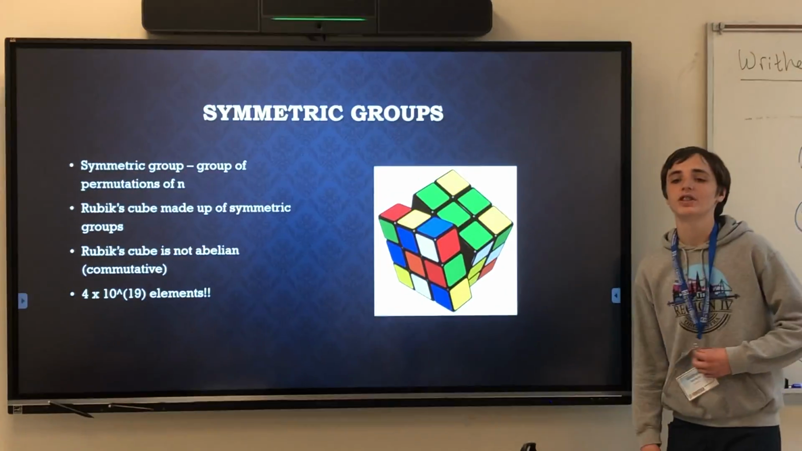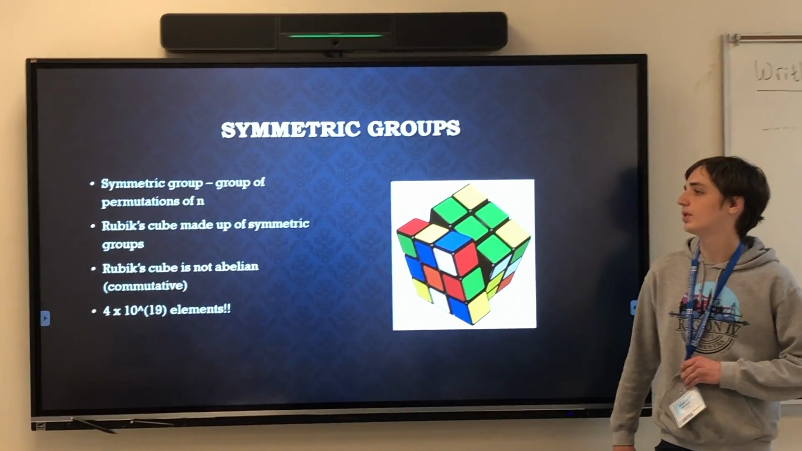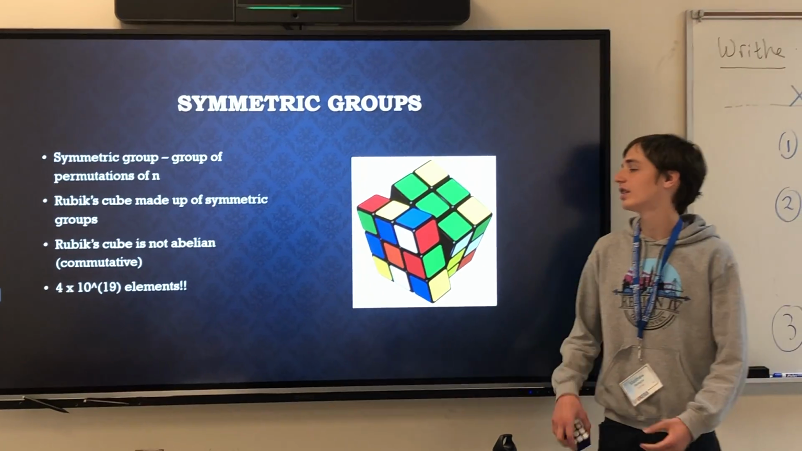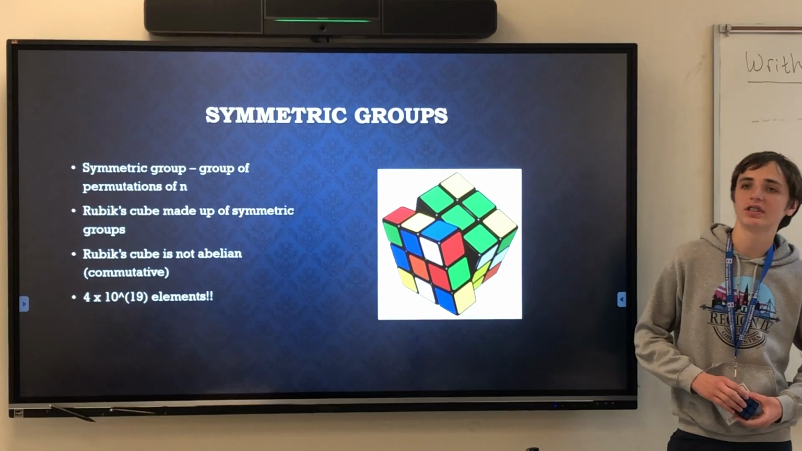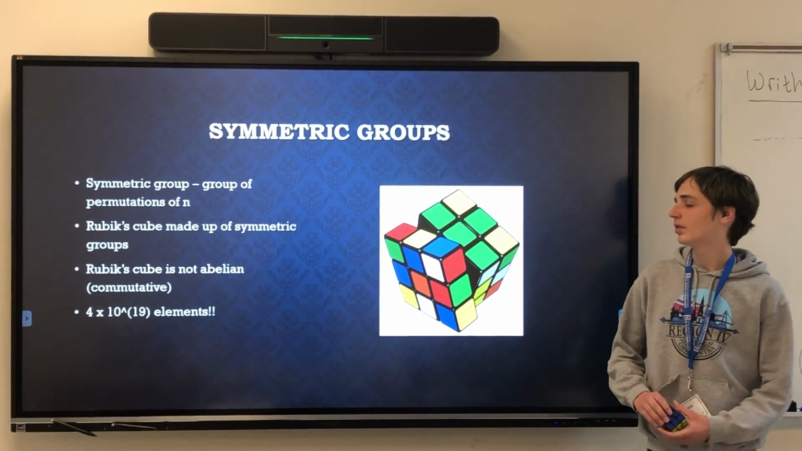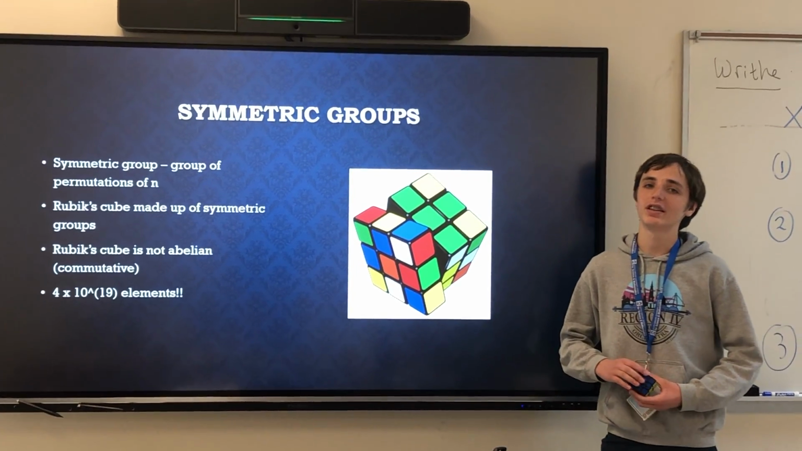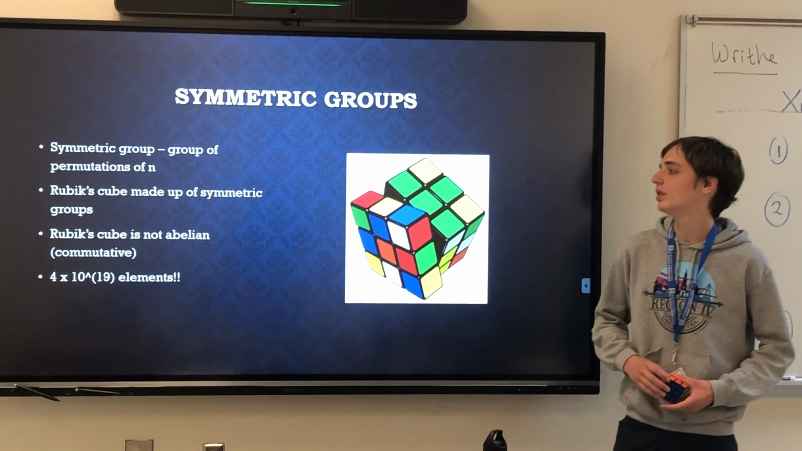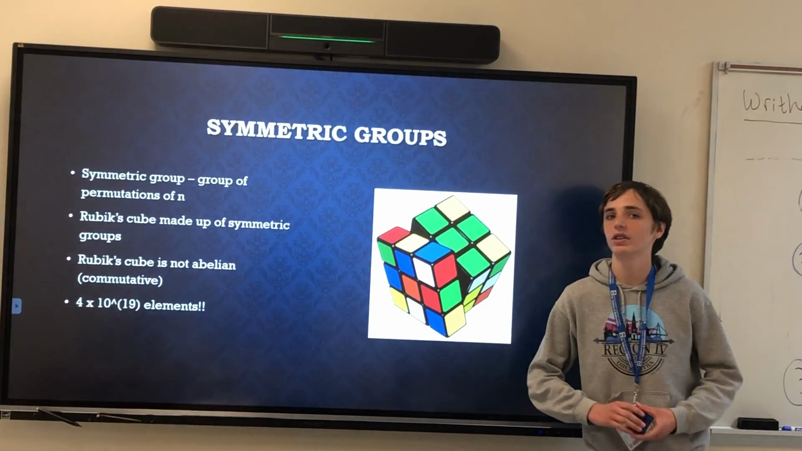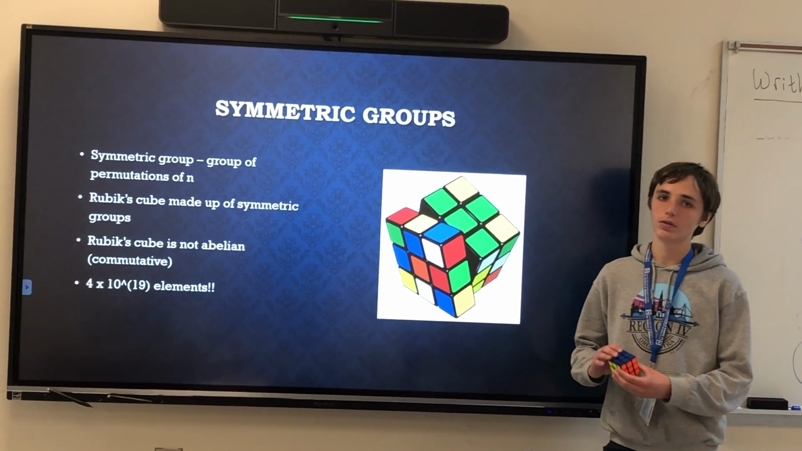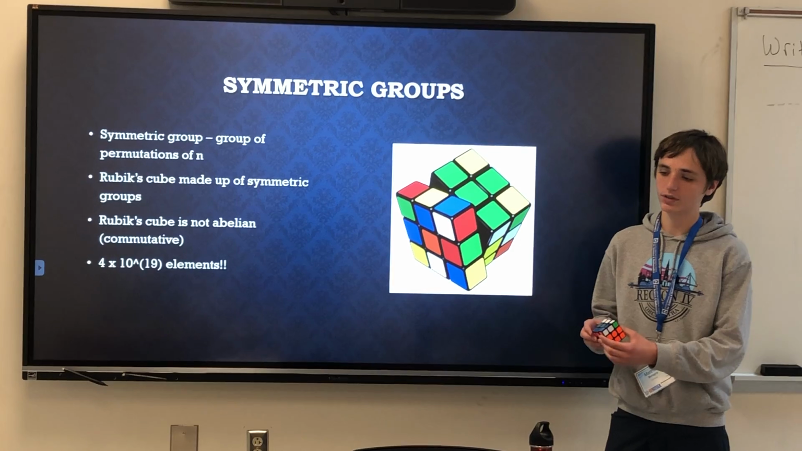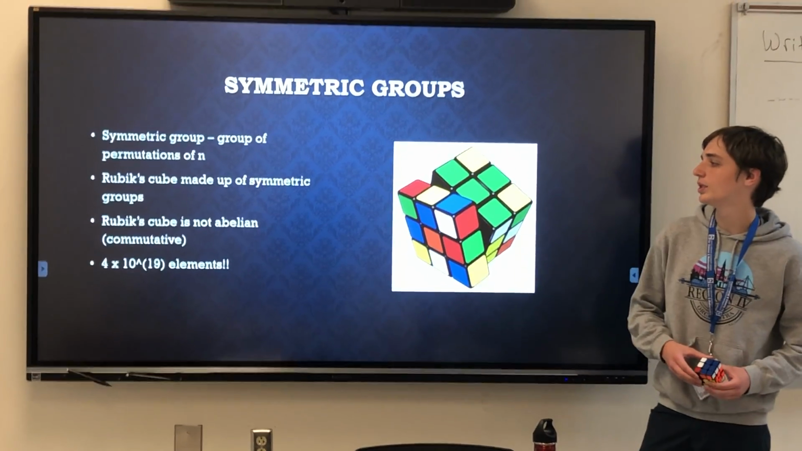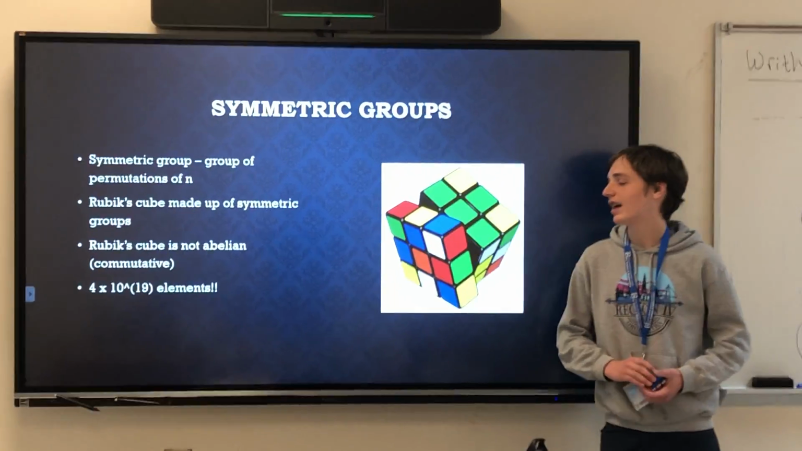My name is Matthew, and I'll be talking about symmetric groups. Symmetric groups are groups whose elements are the permutations that can be done to an object. The Rubik's Cube group is a good example of a symmetric group, and the Rubik's Cube group contains different elements that you can use to turn the face of the Rubik's Cube. The Rubik's Cube group is non-abelian, which means that if you turn the right side and then the top side, you'll get a different result than if you turn the top side and then the right side. The Rubik's Cube group contains 4 times 10 to the 19th elements.